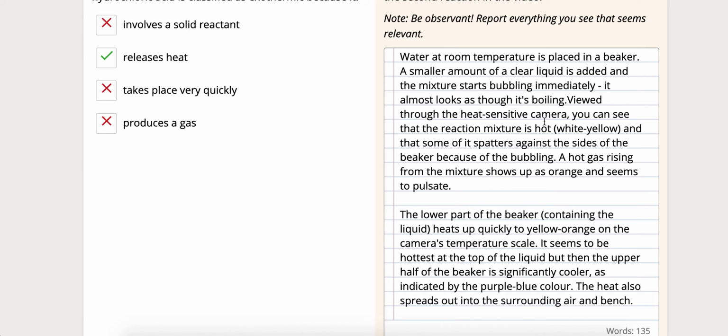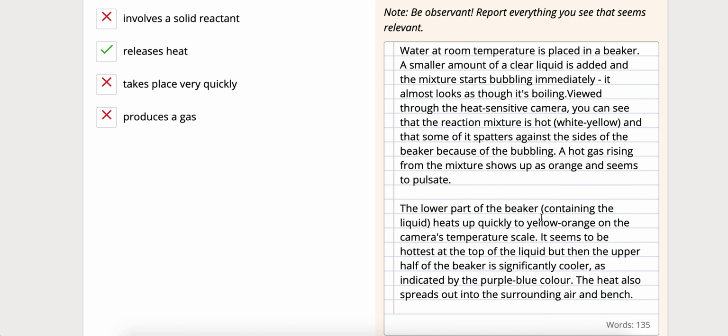Viewed through the heat-sensitive camera, you can see that the reaction mixture is hot, white-yellow in appearance, and that some of it spatters against the sides of the beaker because of the bubbling. A hot gas rising from the mixture shows up as orange and seems to pulsate. The lower part of the beaker, containing the liquid, heats up quickly to yellow-orange on the camera's temperature scale. It seems to be hottest at the top of the liquid, but the upper half of the beaker is significantly cooler, as implicated by the purple-blue color. The heat also spreads out in the surrounding air and bench.